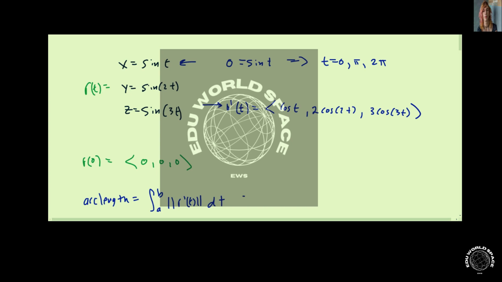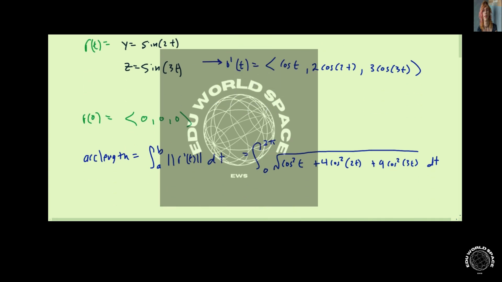Now we can plug that in down here. This would be the integral from 0. We don't want to stop at pi, but we want to go to 2 pi of the magnitude, where we just square all these and add everything up. So it would be cosine squared of t plus 4 cosine squared of 2t plus 9 cosine squared of 3t. Then we take the square root of all this, and then dt.